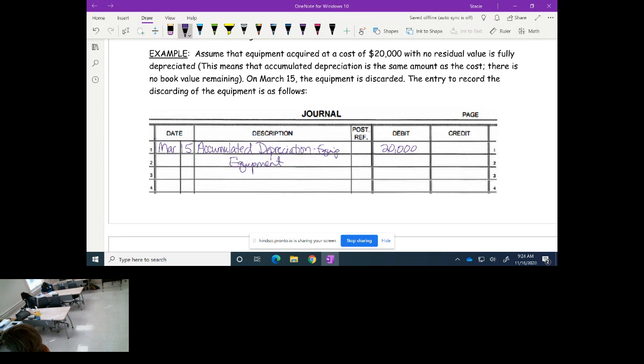So, essentially, the net effect of what you're doing is you're just taking it off. You're not really changing book value. But we don't want to leave something in cost or accumulated depreciation that's worth nothing.